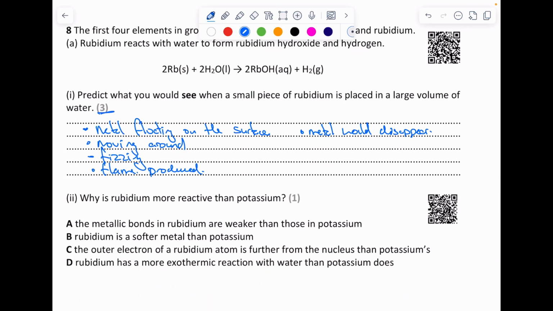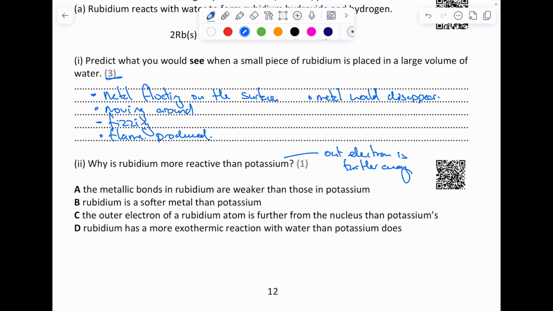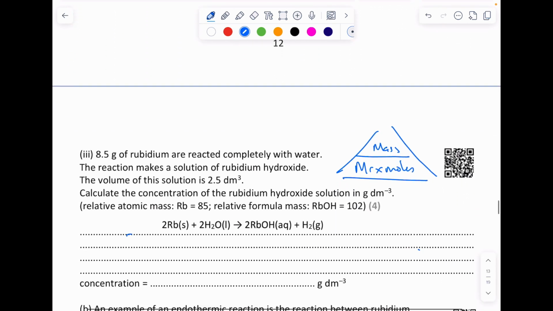Why is rubidium more reactive? If you remember what's going on here in reactivity is that the outer electron that it's trying to lose is further away, and therefore it's more shielding and less attractive force. We're looking for something that reflects that. So this one talks about metallic bonds, that's nonsense. Rubidium is softer, that's nonsense. The outer electron of rubidium is further from the nucleus than it is potassium, that's looking positive. Rubidium has more, no, so it's option C is the only one that makes sense.